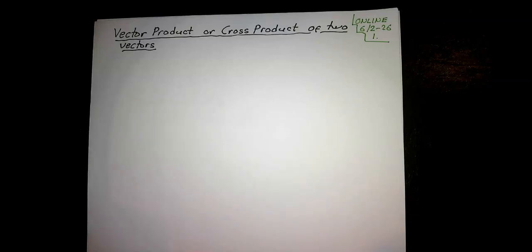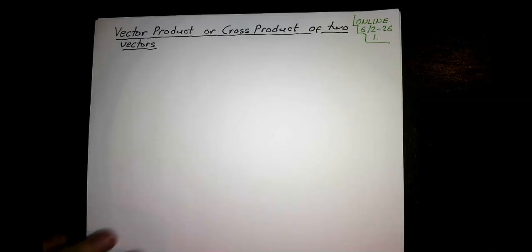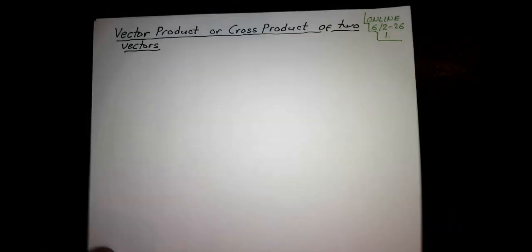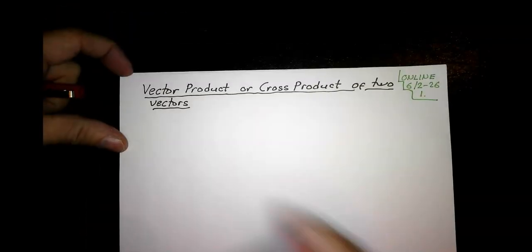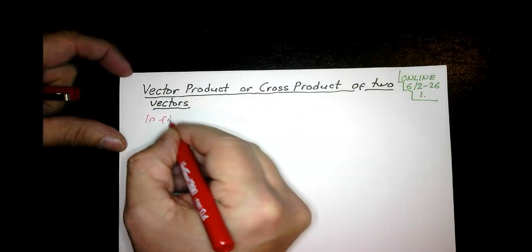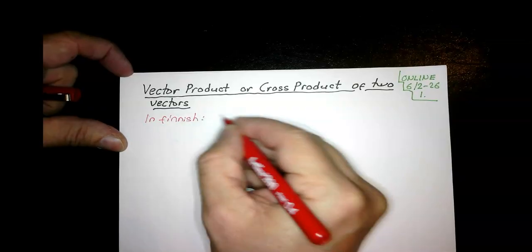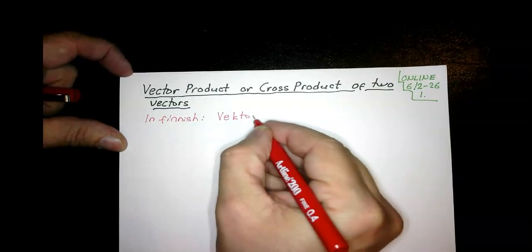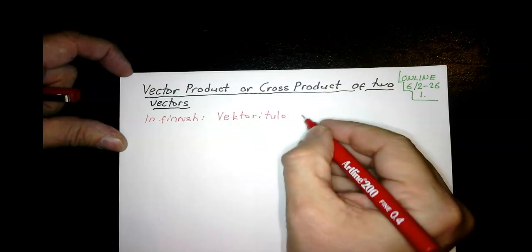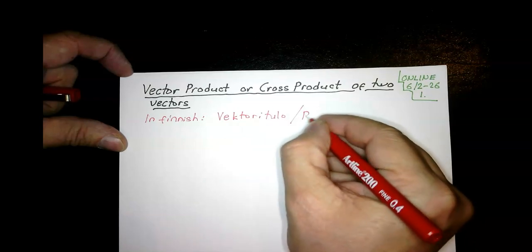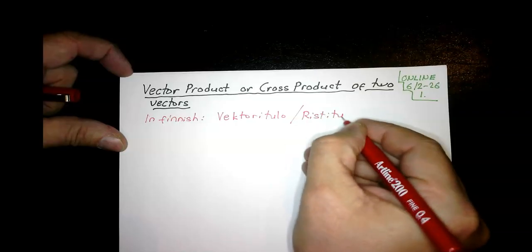Okay, the concept of today is the multiplication rule for vectors, the so-called vector product or cross product of two vectors. I will write this concept in Finnish: vektoritulo. And the other word is ristitulo.